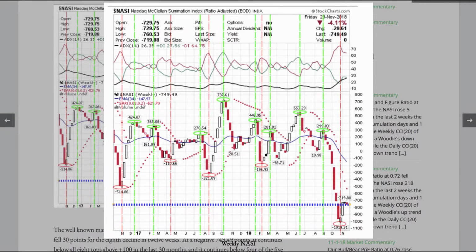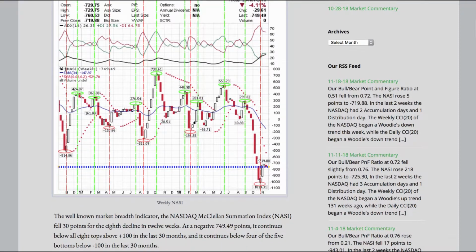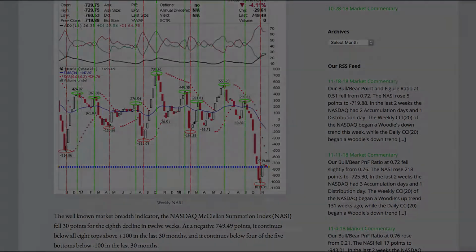The well-known market breadth indicator, the Nasdaq McClellan Summation Index, fell 30 points for the 8th decline in 12 weeks. At a negative 749.49 points, it continues below all 8 tops above plus 100 in the last 30 months, and it continues below 4 of the 5 bottoms below minus 100 in the last 30 months.